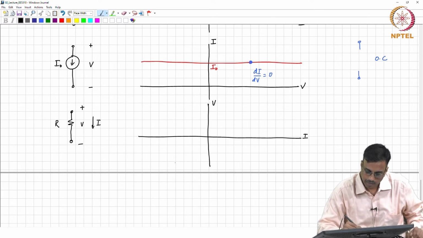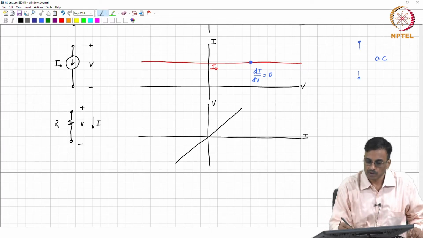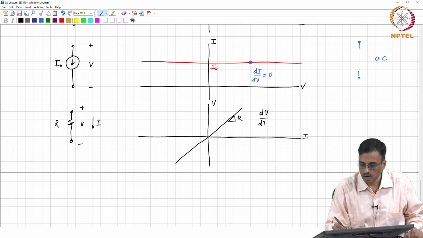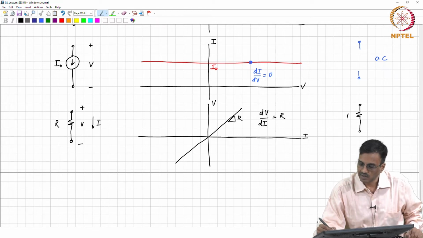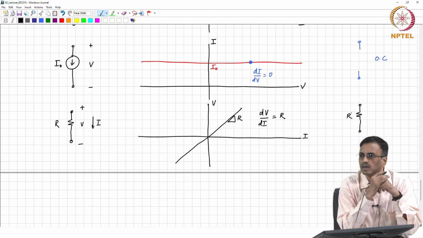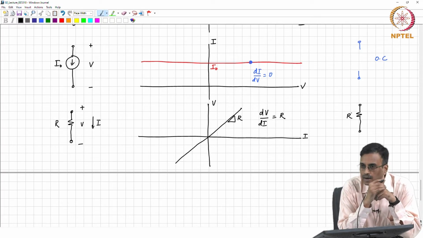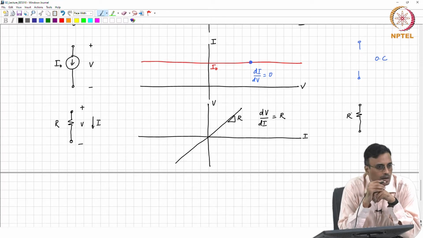We get a straight line that passes through the origin. The slope is R, so dV by dI is R. So the small signal equivalent also happens to be the same as the element itself. That makes sense because the element was linear to begin with, and again any signal constitutes a small signal.